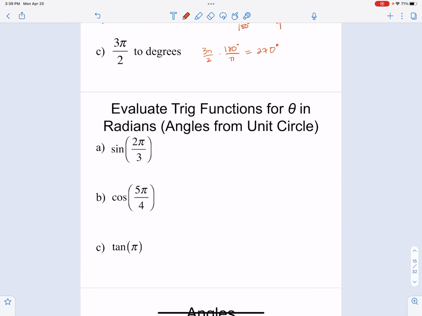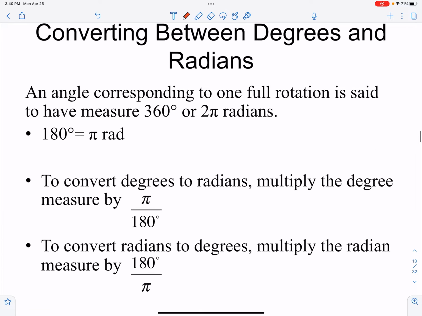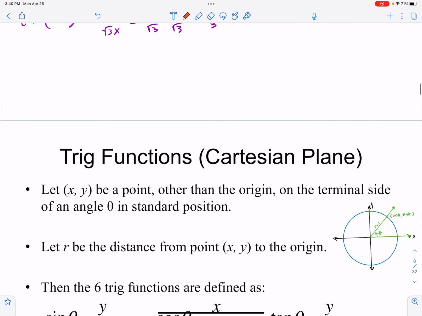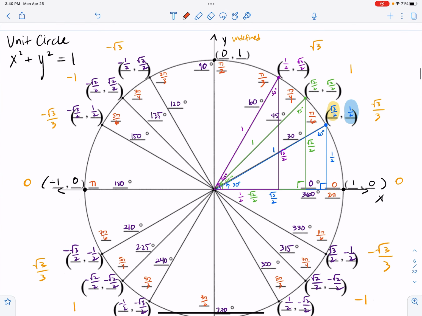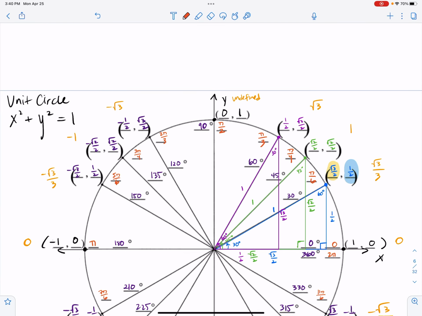So it's the same to evaluate the trig functions for angles in radian measure. You're still referencing the unit circle in the same way. So if we want to evaluate sine of 2 pi over 3, we're visualizing the unit circle and where the angle 2 pi over 3 would terminate, which is in quadrant 2. Sine corresponds to the y-coordinate, so sine of 2 pi over 3 would be equal to root 3 over 2.